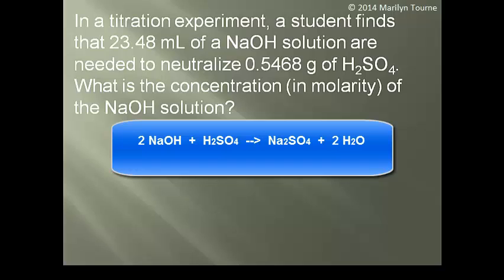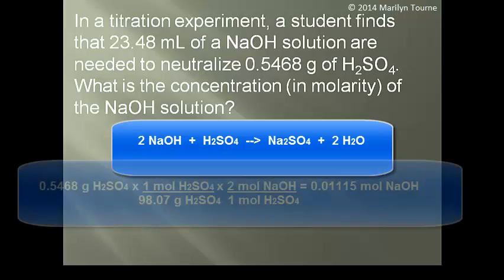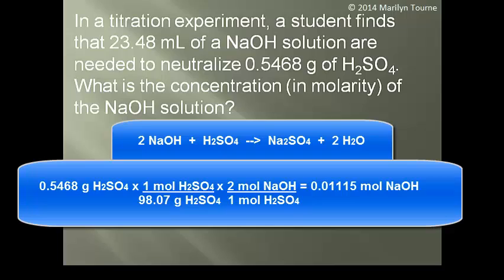Now we can answer the question. Ask yourself, what is the goal? The goal is to find the concentration, so moles per liter, of the NaOH solution. So therefore, I am going to start with the other piece of information. So I start with 0.5468 grams of sulfuric acid. If you don't know what to do, where is usually the best place to go? Go to moles. You have grams of sulfuric acid, go to moles of sulfuric acid.